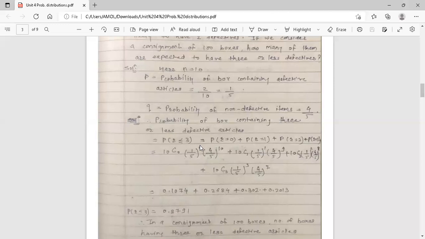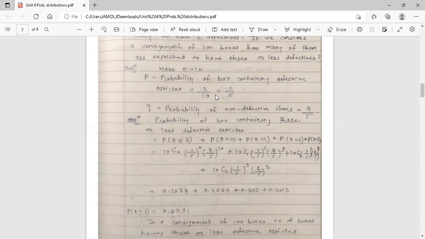Okay. Now, what are we interested in? If we consider a consignment of 100 boxes, how many of them are expected to have 3 or less defectives? This means we have to find, in a consignment of 100 boxes, how many are expected to have 3 or less defective articles in a box. First, we are going to find the probability of a box containing 3 or less defective articles.